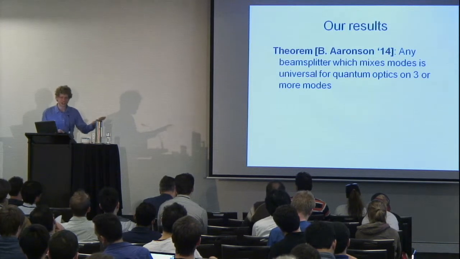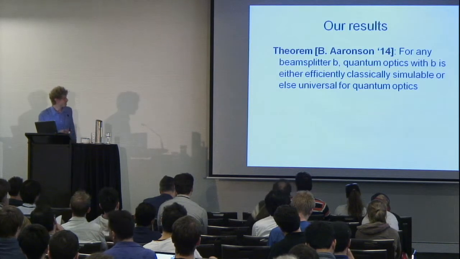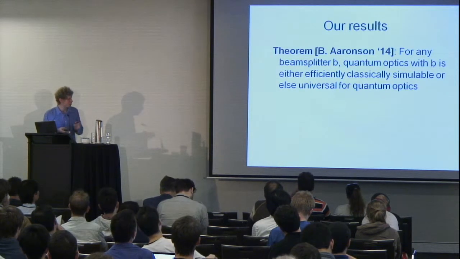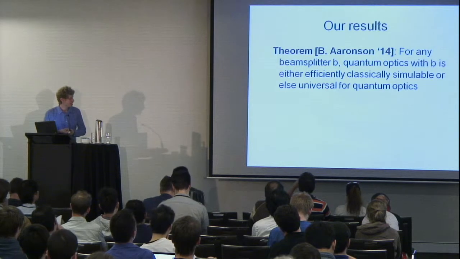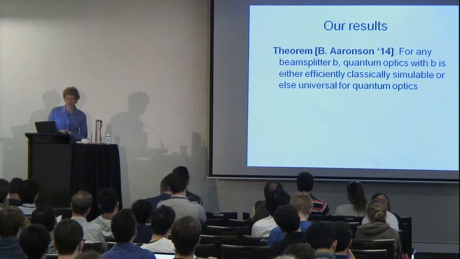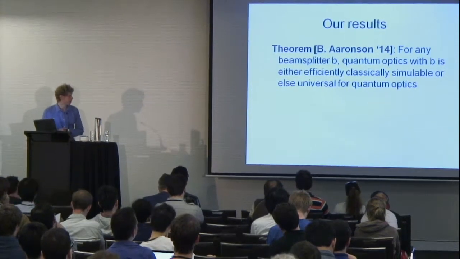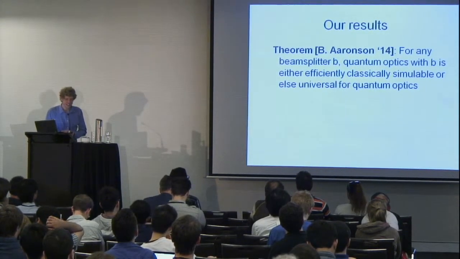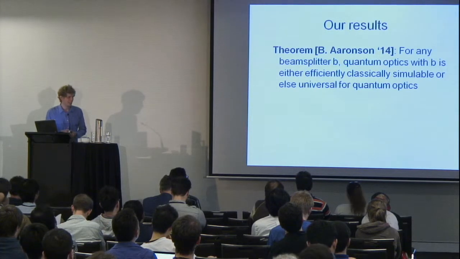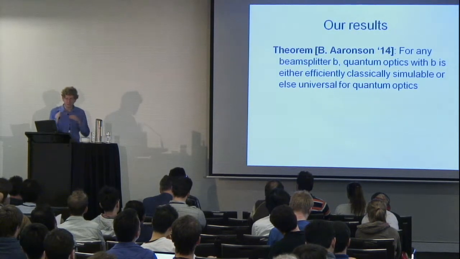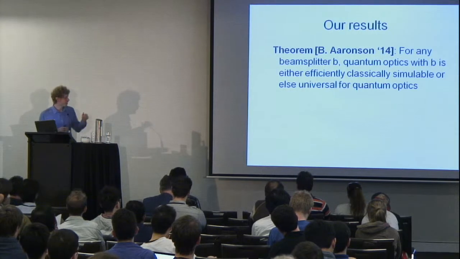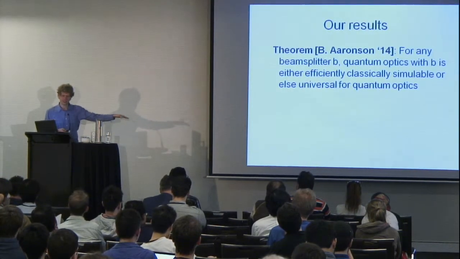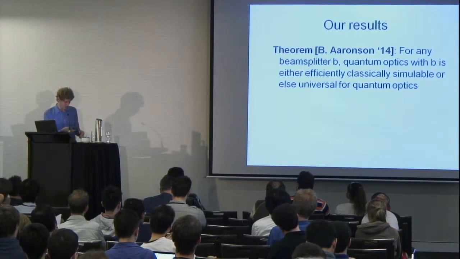We can rephrase this in a computational way to say that if you have multiple copies of any beam splitter, and you consider what sort of optical experiments you can perform with that beam splitter, those optical experiments will either be efficiently classically simulable in the case that your beam splitters simply permute the photons around, or they'll be universal for quantum optics. And by that, I mean either universal for boson sampling or universal for KLM.